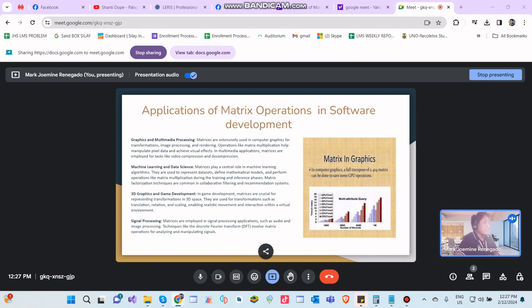Matrices are extensively used in computer graphics for transformations, image processing, and rendering. Operations like matrix multiplication help manipulate pixel data and achieve visual effects. In multimedia applications, matrices are employed for tasks like video compression and decompression.